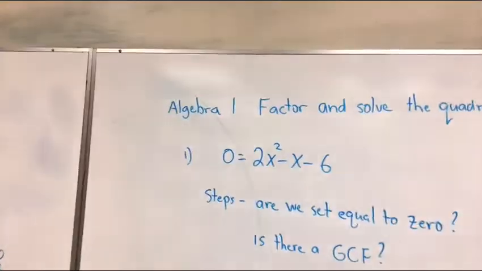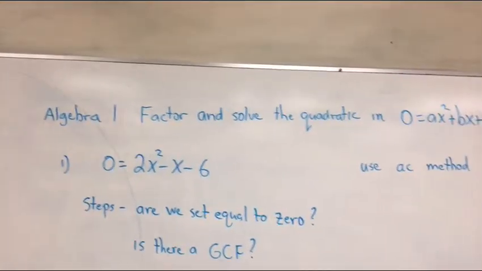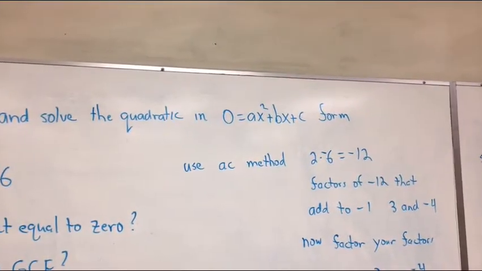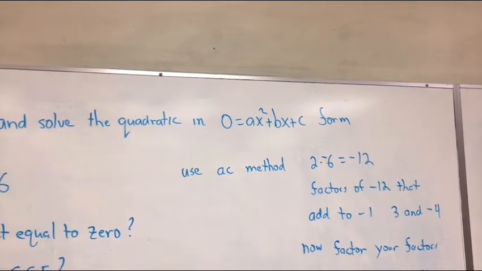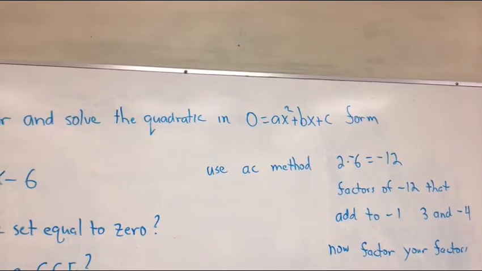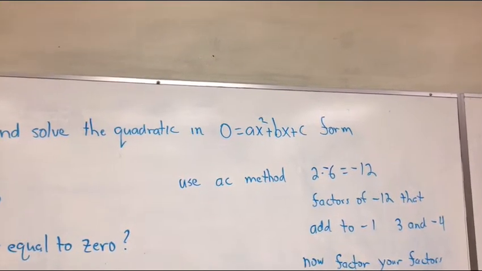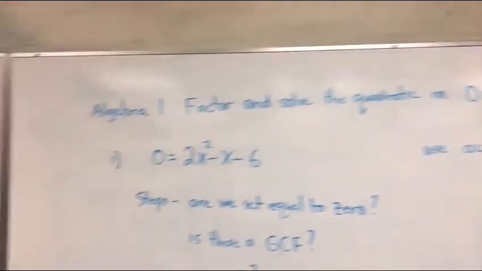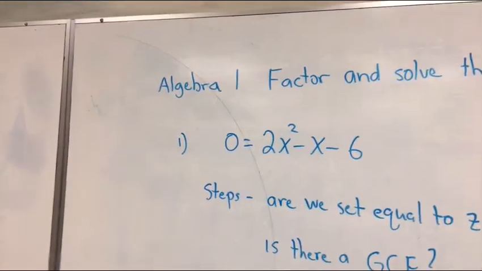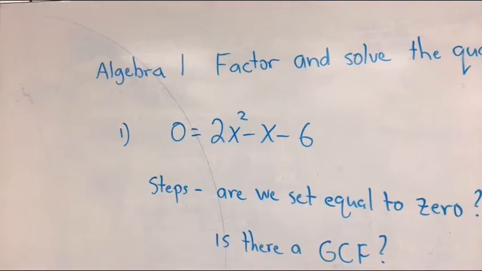So what I'm going to do here, I put a little example on the board. I'm going to explain it all first, and then I'm going to show you what I expect to see on your test. So here we go. All right, so Algebra 1, factor and solve the quadratic in 0 is equal to ax squared plus bx plus c form. I'm asking for the two values of x when y is equal to 0. So here's how the problem starts off. 0 is equal to 2x squared minus x minus 6.